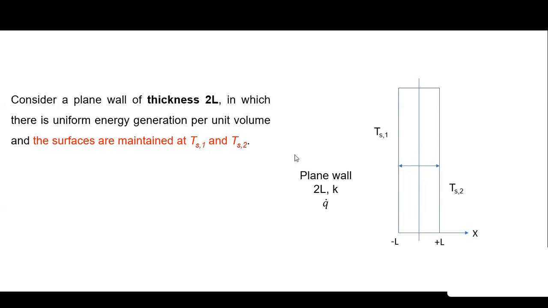Let us consider the problem. We have a plane wall having thickness 2L, thermal conductivity K, and uniform heat generation Q dot. Surface 1 at x is equal to minus L is maintained at TS1, and at x is equal to plus L is maintained at TS2. So what are our boundary conditions now? At x is equal to minus L, temperature is equal to TS1, and at x is equal to plus L, temperature is equal to TS2. So these are our simple boundary conditions for solving the problem.